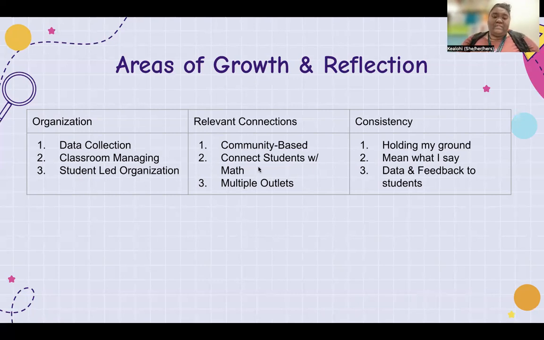And so that's one of my goals while building relevant connections, whereas community-based lessons connect students with math. So like collecting their lives with math and also multiple outlets on how we learn math. And also multiple outlets on how we breathe, so that we don't feel overwhelmed by math. And then the consistency of holding my ground, meaning what I say, and also giving data and feedback to my students continuously.